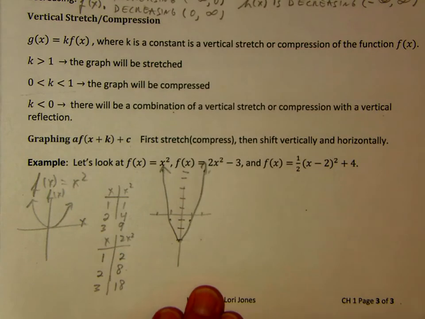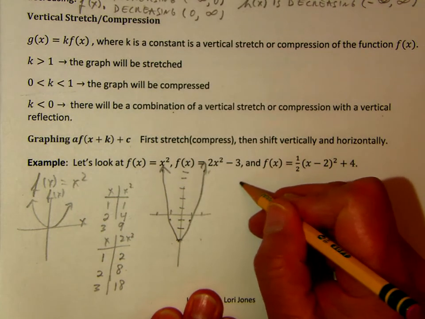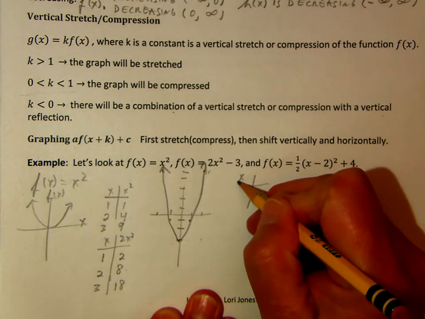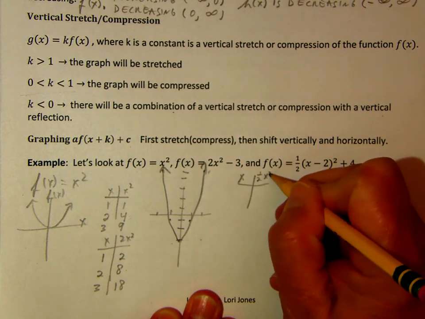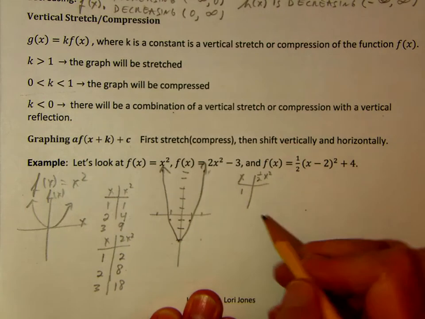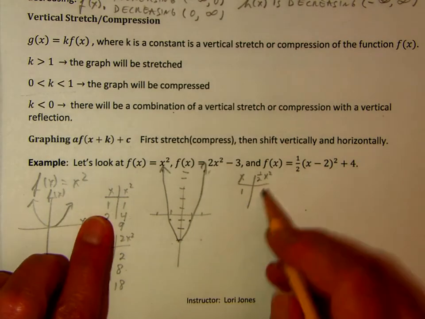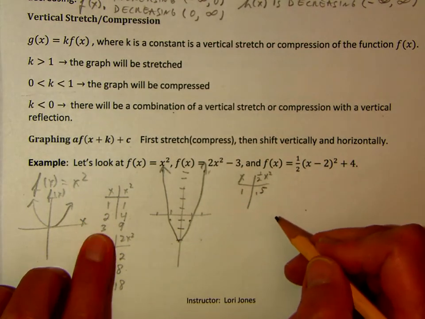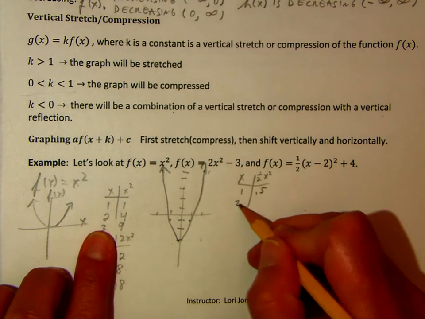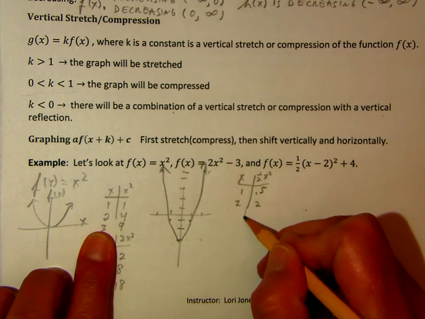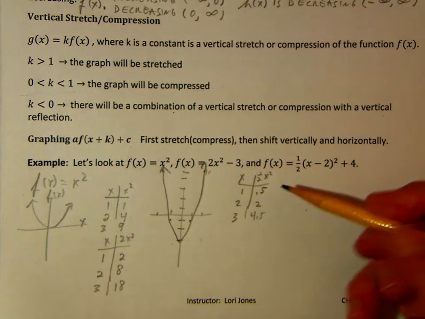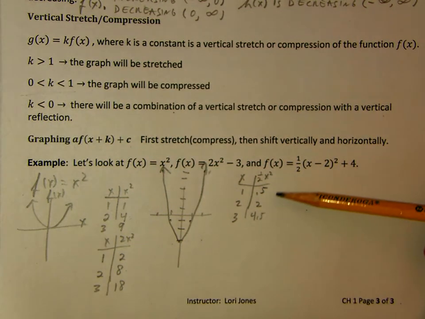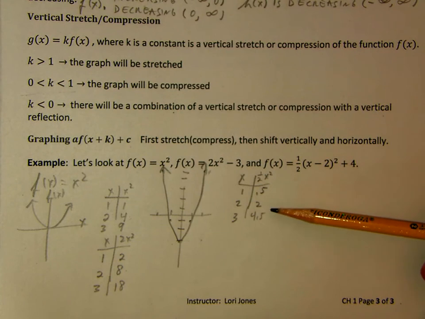If we want to look at it by points, at 1, I'm only going to be at 1/2. At 2, we're going to be at 2. At 3, we would be at 4.5. So you can see that we're attaining our height a lot more slowly. That's what we mean by compression.